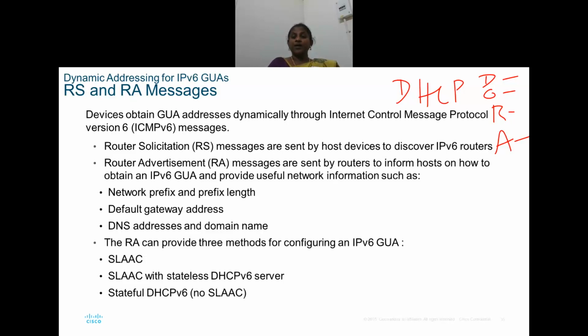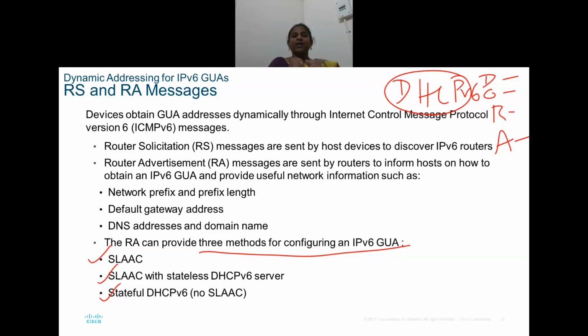Here in this IP version 6 scenario, similarly we have the DHCP version 6 server. You can maintain a DHCP version 6 server, but there are many options available. What are the options? There are three methods available. One is SLAAC, I'll tell you what that is. Then SLAAC with DHCP server, and then only DHCP server. These are the three options available.